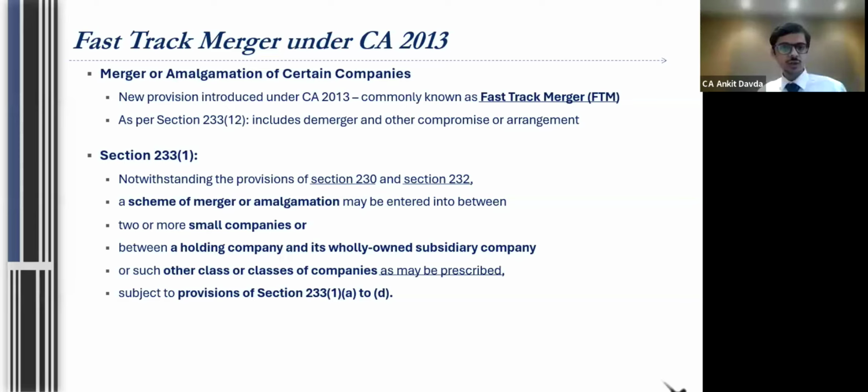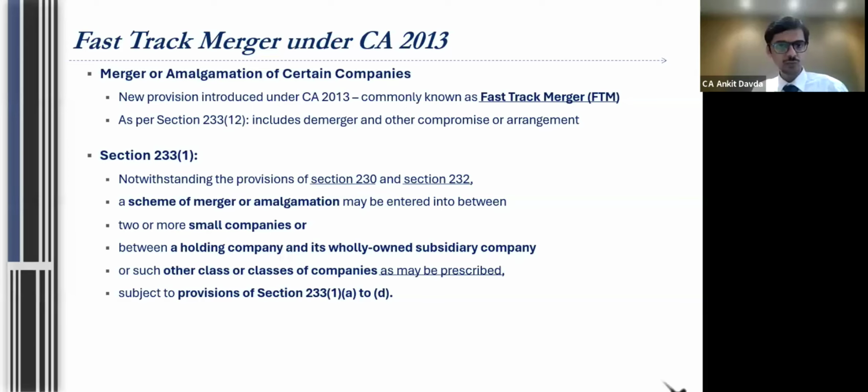Then there is a merger between a holding company and a wholly owned subsidiary company. Vice versa is possible, like merger of the holding company into the WOS or merger of the WOS into the holding company. So there is flexibility under the law that you can merge the holding company into the WOS, wholly owned subsidiary, or the WOS into the holding company. Then Section 233(1) says that such other class of companies as may be prescribed, subject to provisions of 233(1)(a) to (d), which are substantive provisions, which we will take up later on in a slide. But conceptually, these are the two categories of classes of company, and there are no interlinkages.